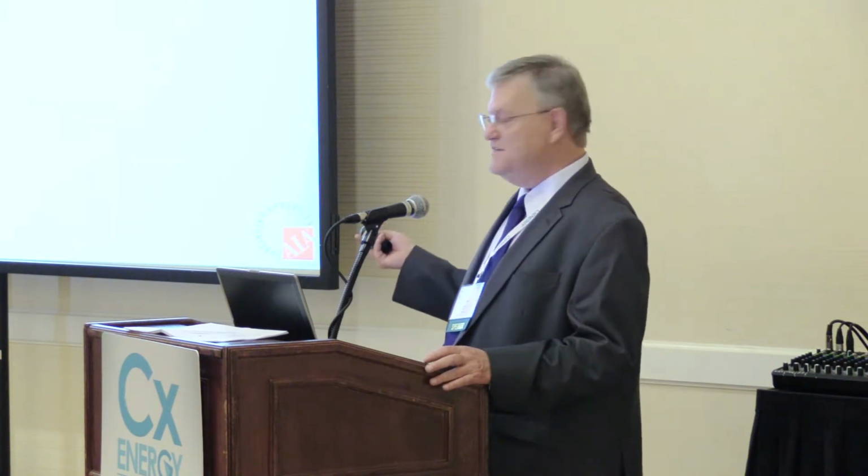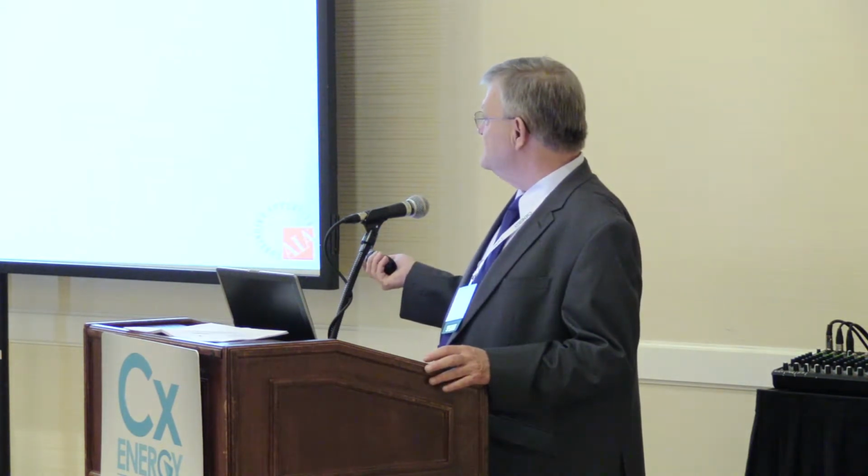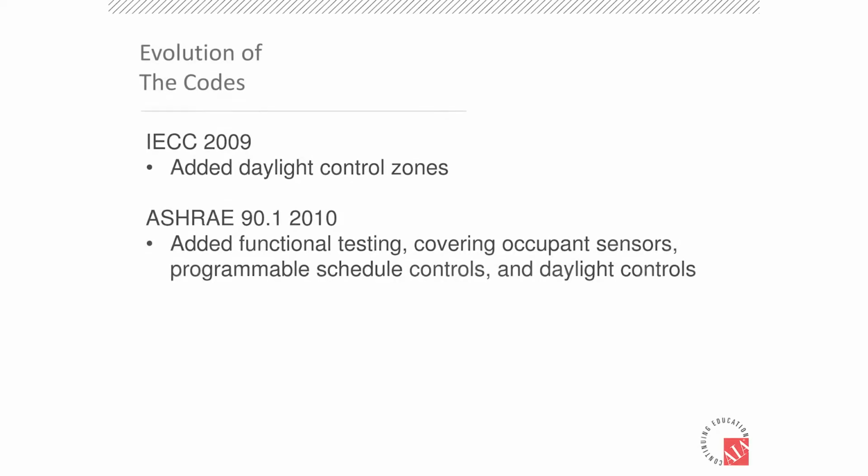There weren't really any significant changes that I was able to tag in this version of ASHRAE 90.1. In IECC 2009, we got daylight control zones. It didn't specifically call for automatic control, but it had requirements for separating daylit zones, skylit zones, from perimeter zones, and separating adjacent perimeter zones when they were not looking in the same direction.